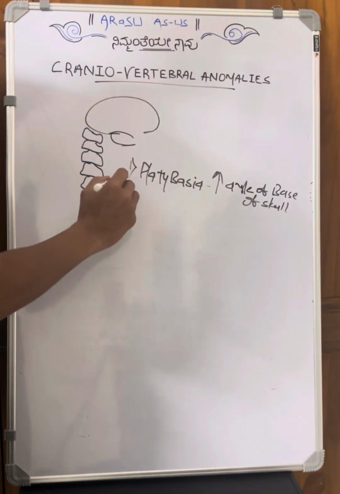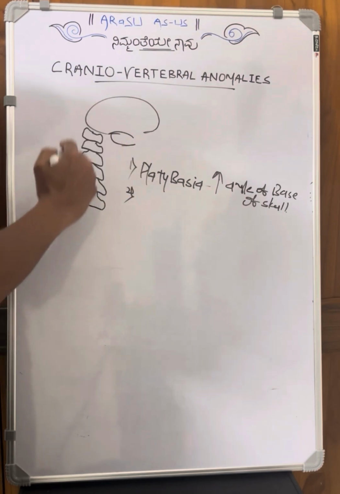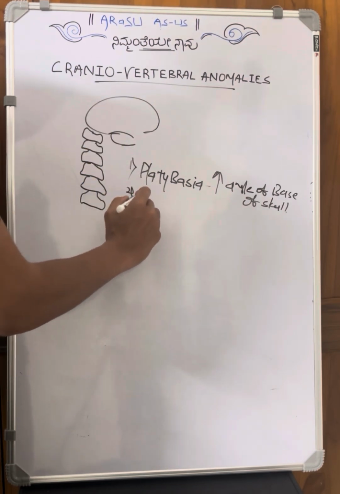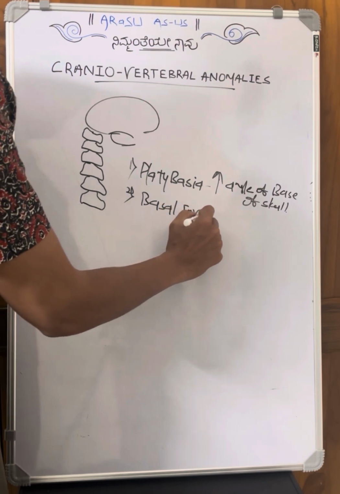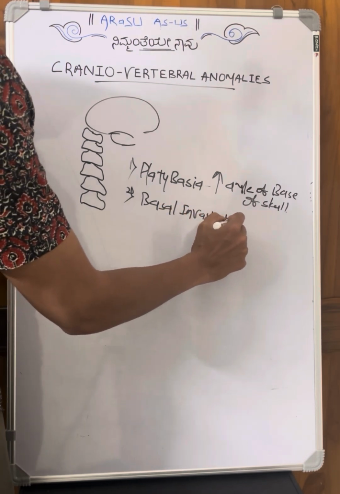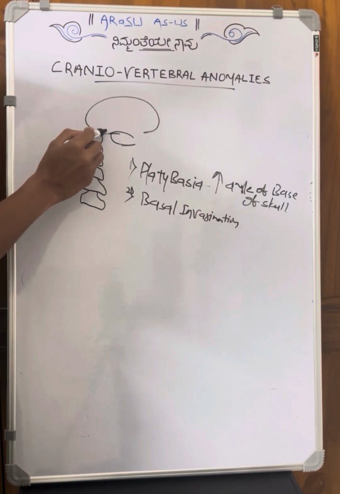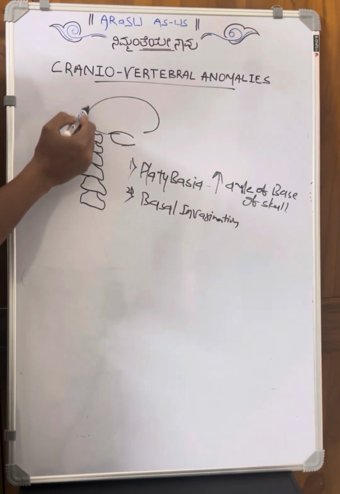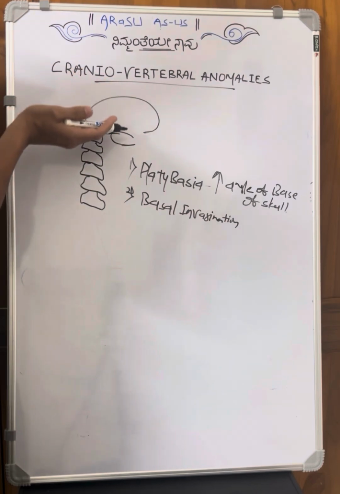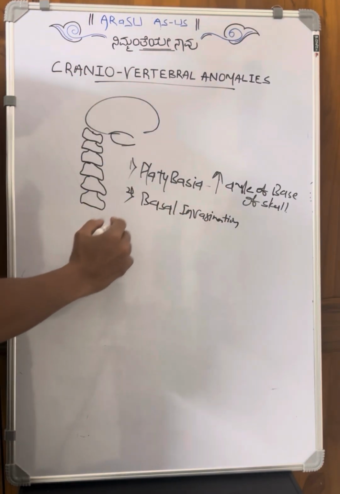Then the second one from above downwards is basal invagination. That is, the posterior cranial fossa will be slightly elevated upward. So this is called basal invagination. This is the second one.